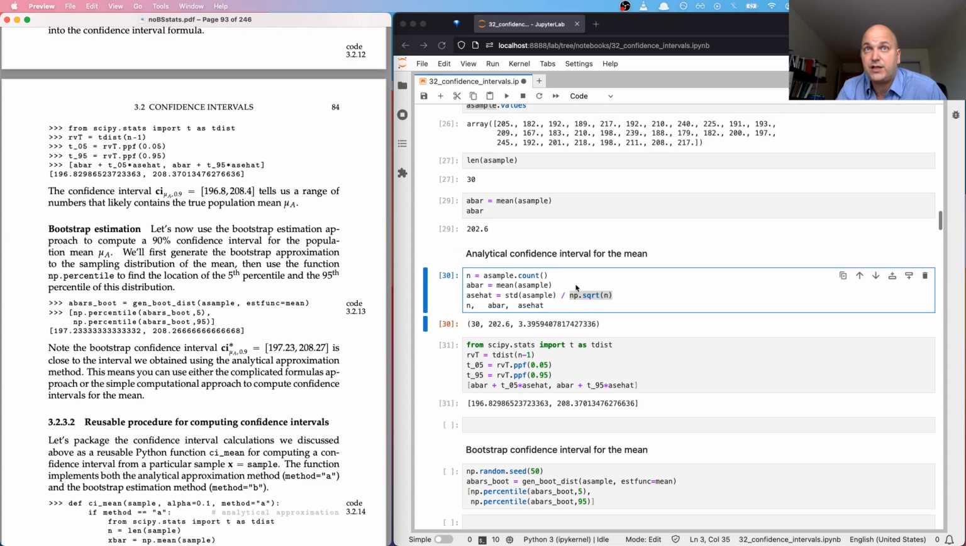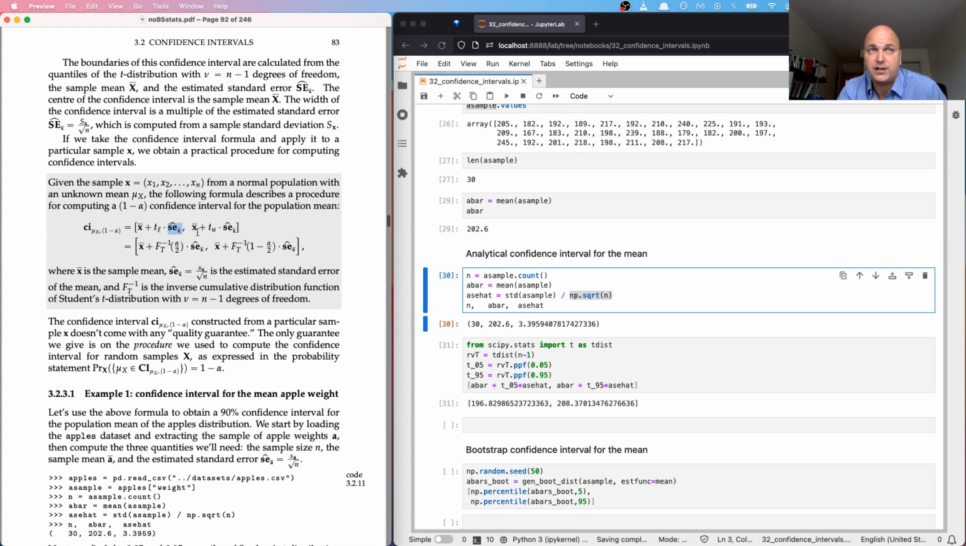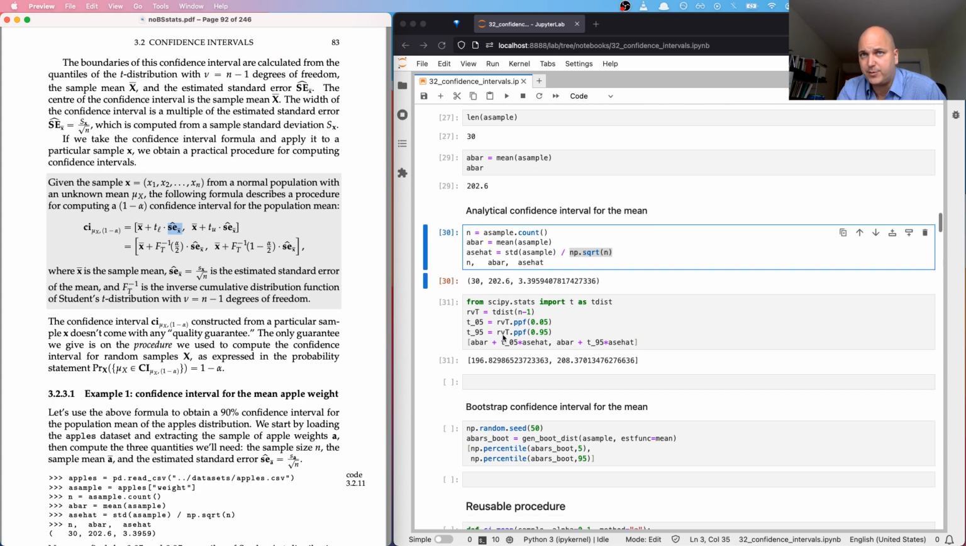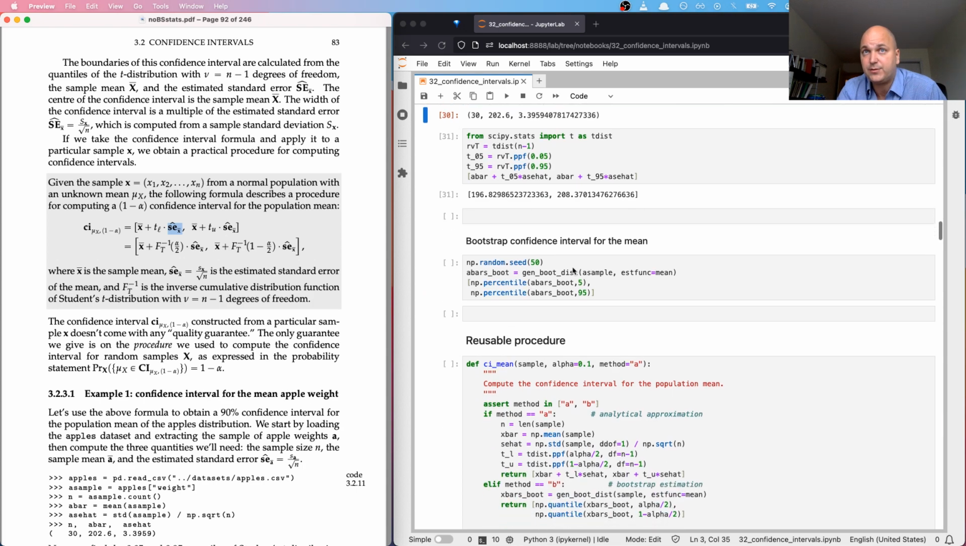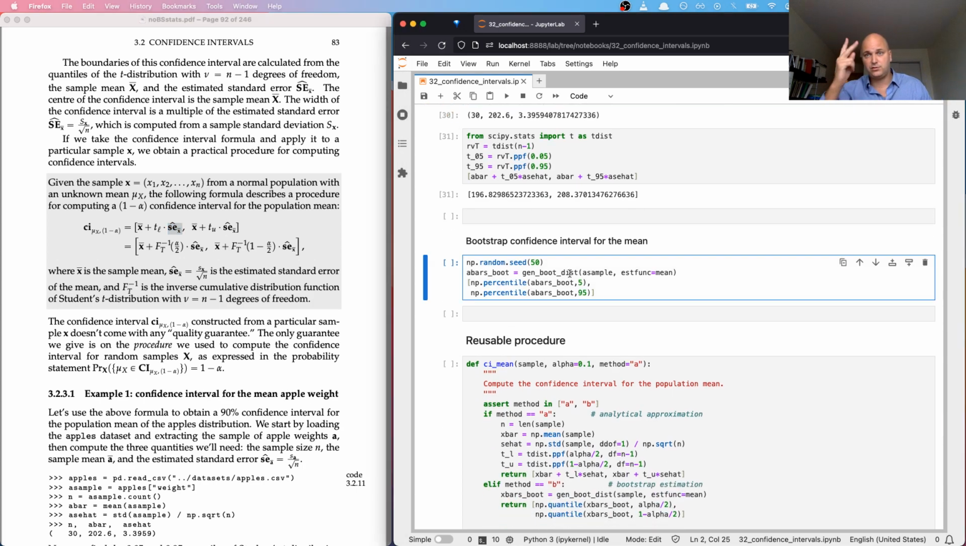Okay, let's do that again. This whole procedure was using the analytical formula. A lot of math. I mean, not that much math, but still. But here is the bootstrap procedure. It's 2 lines of code.